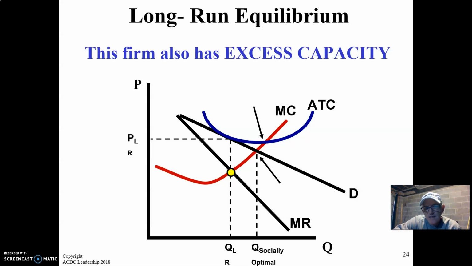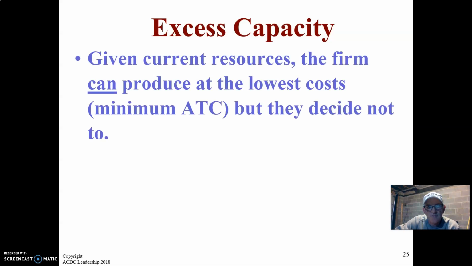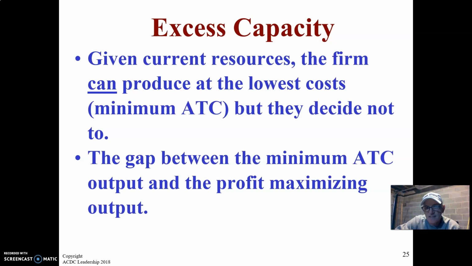So if you were to get a question on excess capacity, okay, excess capacity is basically the difference from the quantity that is being produced at MR equals MC, the profit maximizing quantity, and what society wants, or the minimum ATC, what they could possibly make should they decide to be efficient. Okay, so excess capacity means that the firm could produce at the lowest cost, but for whatever reason they decide not to, and it's the gap between the minimum ATC output and the profit maximizing output.